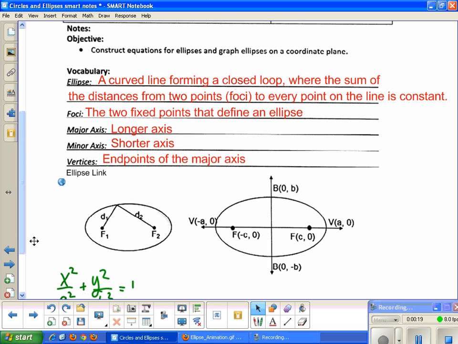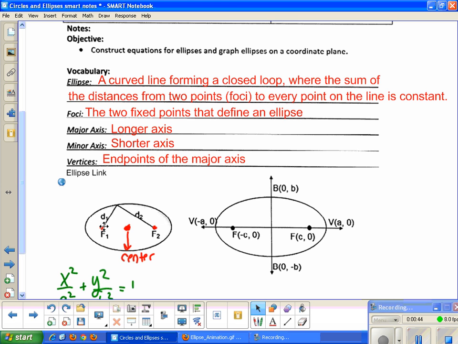The vocabulary that we have for an ellipse is a curved line forming a closed loop where the sum of the distances from two points, the foci, to every point on the line is a constant. So that's talking about, these are called the focal points. This right here would be the center.